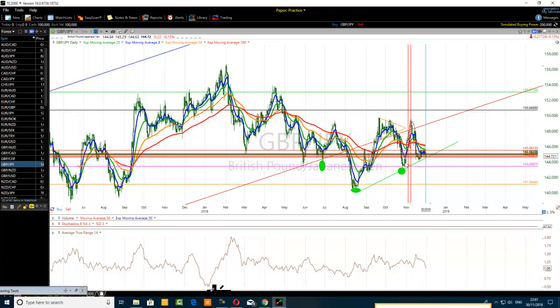So the average true range is not directional. It may be going up when the price is going down. It may be going down when the price is rising. It's just telling us that if it's going down, the volatility is diminishing. If it's going up, the volatility is likely to increase.